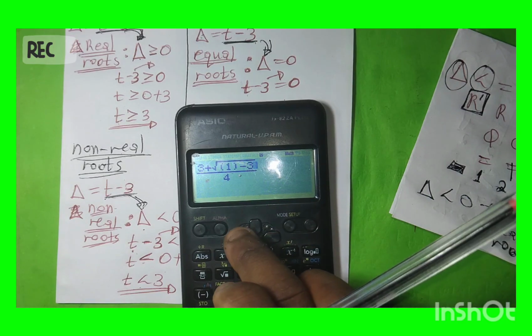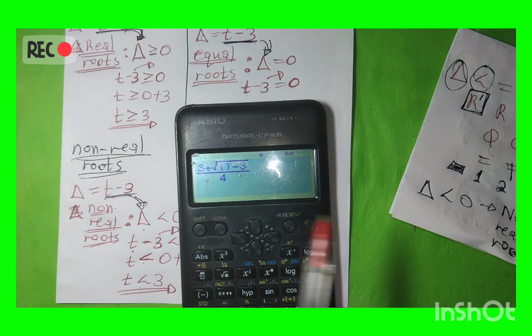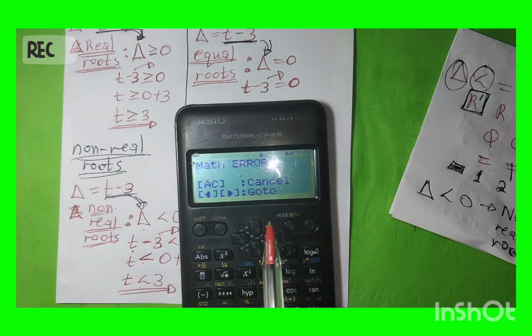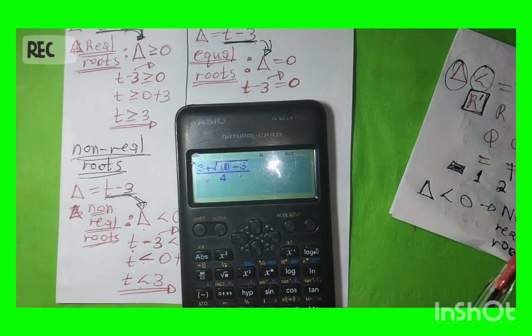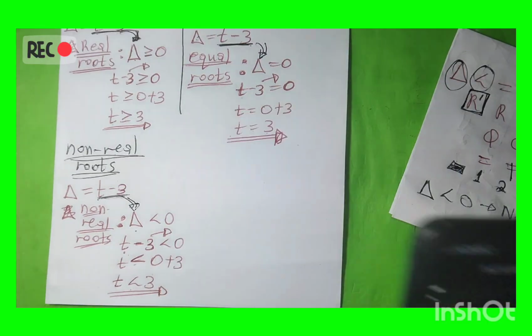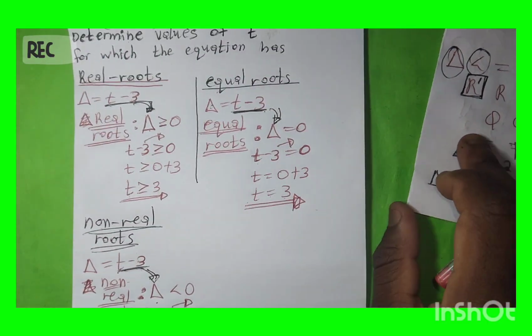I got error because that thing there, all the values of t now which are less than 3, putting 0, they are less than 3. It will be non-real, guys. What about if we put 2? Do you see? Yeah.